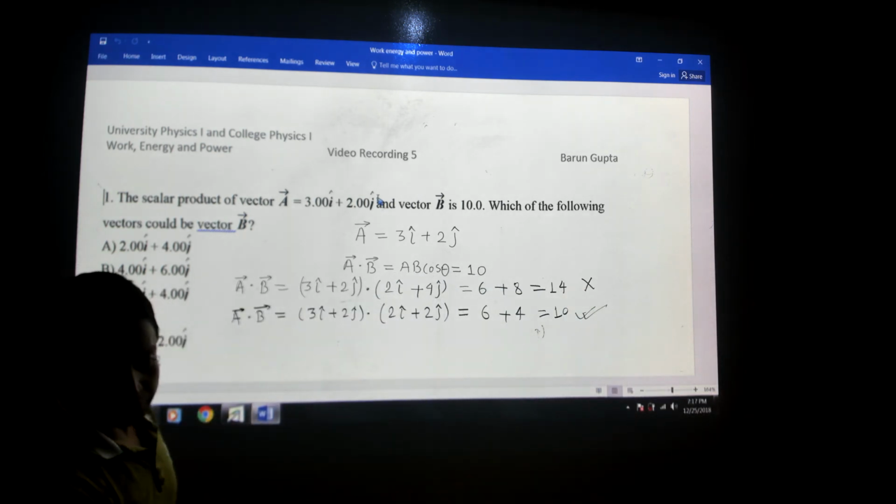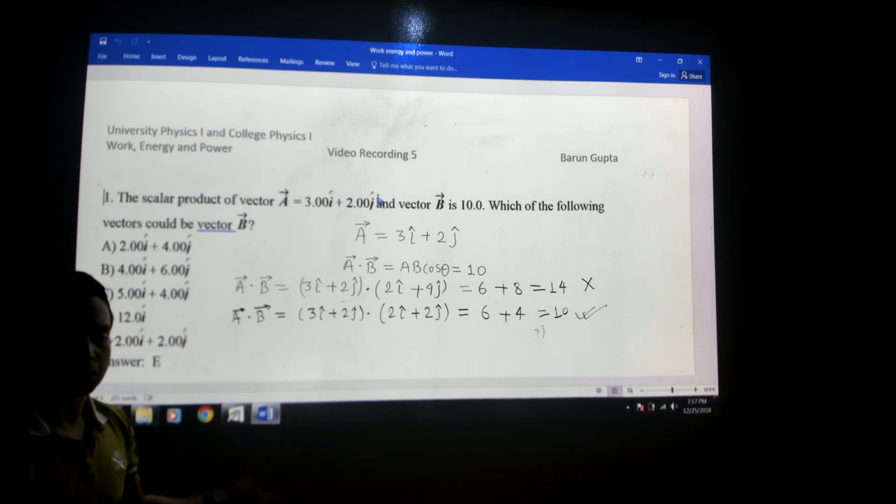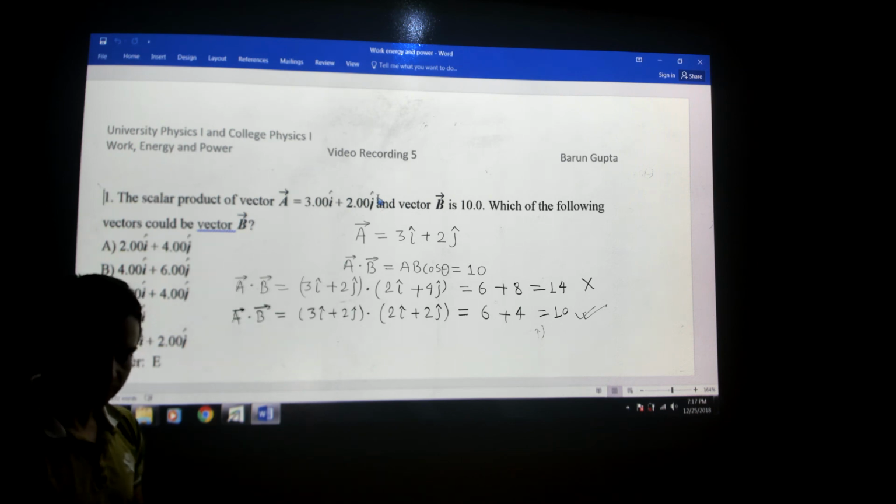Is this the unique solution? No, it is not the unique solution. There are millions of possibilities, but this is one of the options.